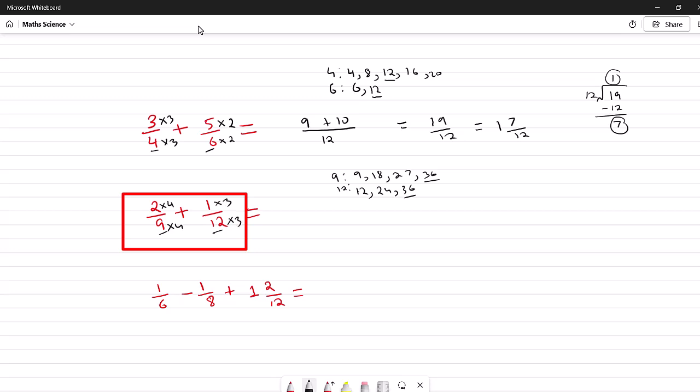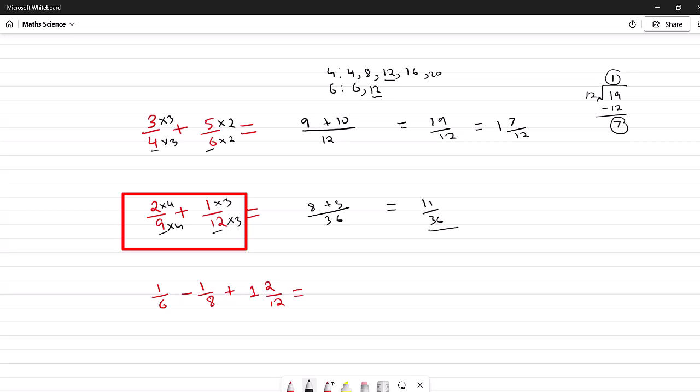So this just becomes 8 plus 3 divided by 36. So this just becomes 8, 9, 10, 11 out of 36. Okay, and this is already a proper fraction because the numerator is smaller than this number. So this is your answer.